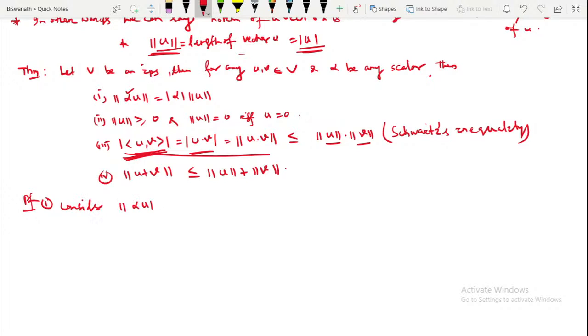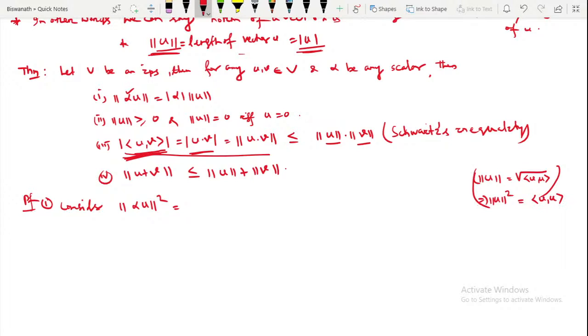Consider the norm of alpha u squared. We know that norm u is the square root of the inner product of u comma u. So what will be the norm of alpha u squared? If we take the square of both sides, then norm u squared is the inner product of u comma u.